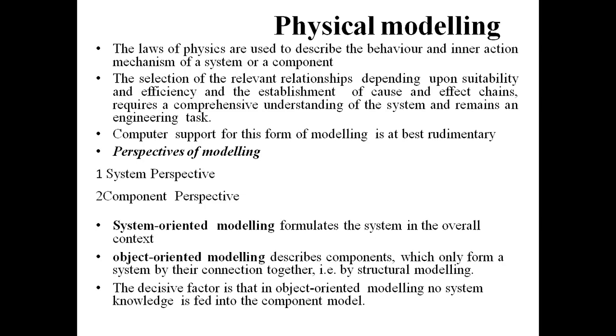So these laws of physics are used to describe the behavior and the interaction mechanism of a system component. Okay. So in perspectives of modeling, we have two things: one is the system perspective, another is the component perspective. System-oriented modeling formulates the system, whereas object-oriented modeling describes the component. Now the decisive factor is object-oriented modeling, because no system knowledge is fed into the component model.